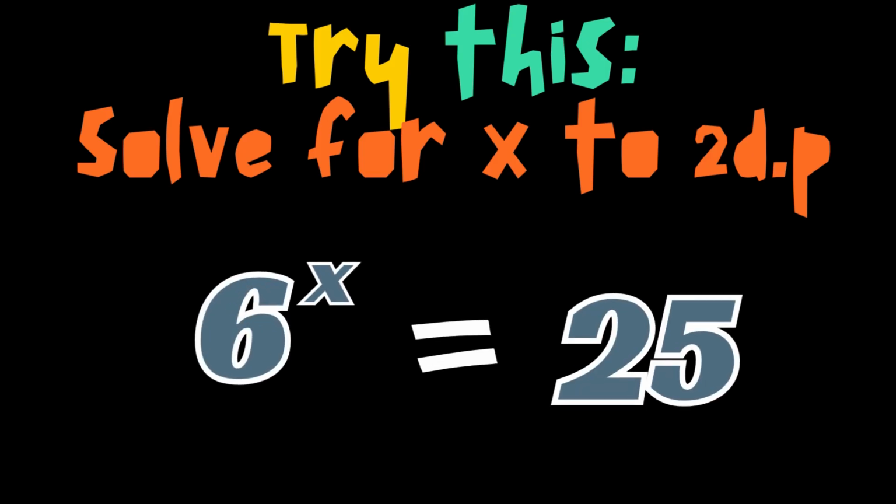Solve for x if 6 to the power of x equals 25. Leave your answer to 2 decimal places. Let's share our answer in the comment section.